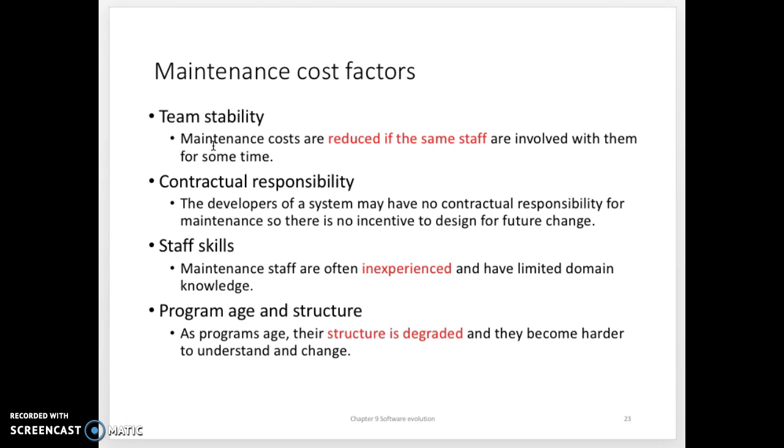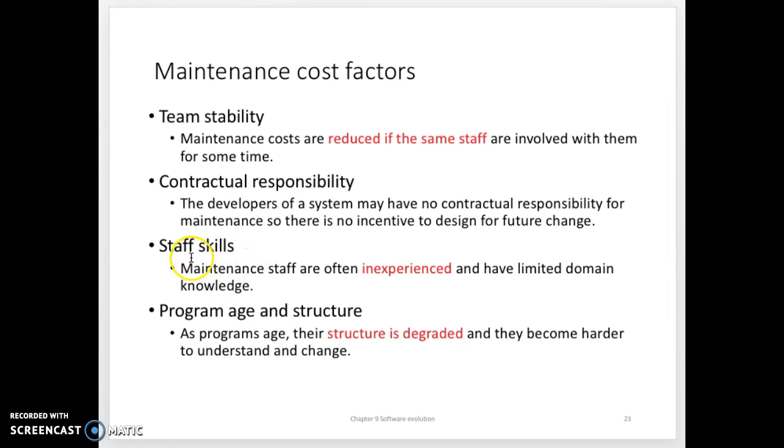The maintenance cost has several factors. Team stability: if the team is stable, or the same staff are doing the maintenance, the cost is reduced. Contractual responsibility: if the developers are by contract responsible for the maintenance, with no incentive to design for future change, this would bring the cost lower.